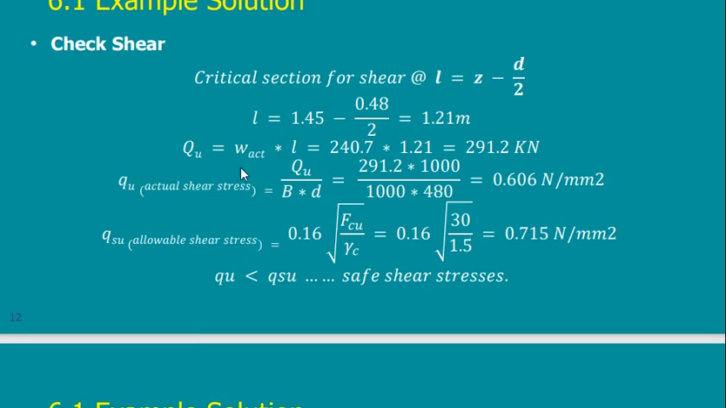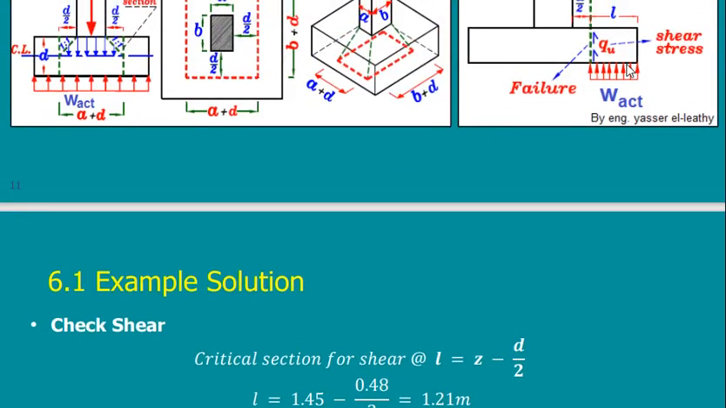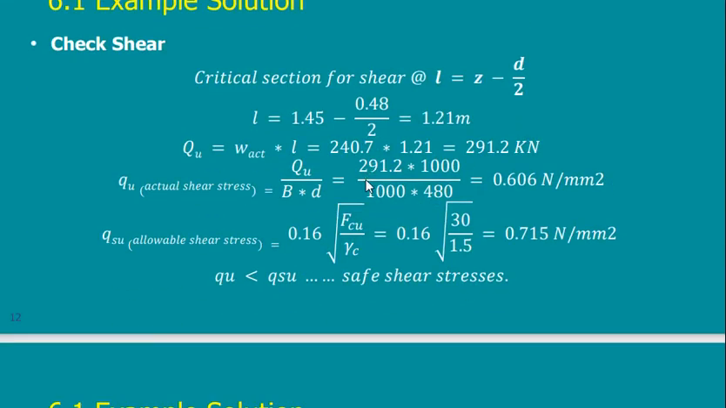This is the actual shearing stresses on the section. It is the amount of load that we have, Q, divided by the dimension of the section that will be sheared. This is the actual shearing stress. I will compare it with the allowable shearing stress given by the equation of the code. I just divide this by this and I get a number. Compare both. If it is less, then it is safe in shear.